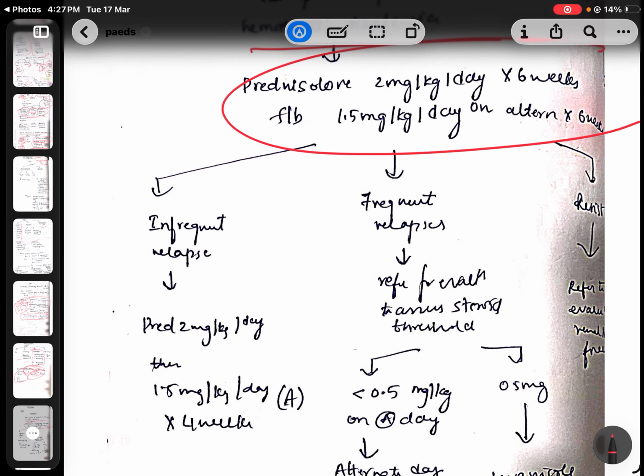Okay, any nephrotic syndrome which doesn't relapse is something which is shocking, very surprising. So based on relapse, again you can further classify it as whether it's a frequent relapse or an infrequent relapse, or it's a resistant case. If it's resistant, please refer to a specialist.